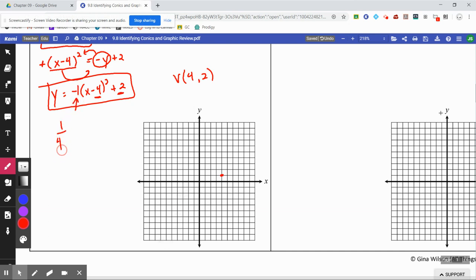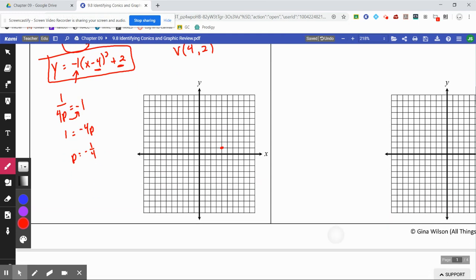So we're going to 1 over 4p is equal to -1. So that means that 1 is equal to, let's move this up by multiplying -4p, divide down by the -4, and we get that p is -1/4. So therefore, since it's a negative value, that means that our focus is going to be below it, our directrix is going to be above it.